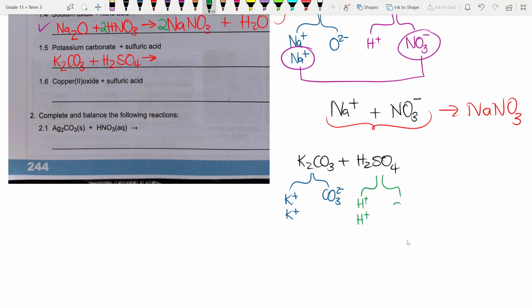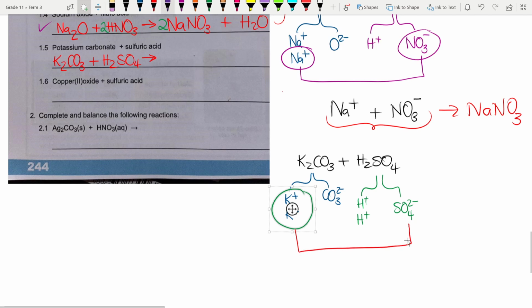Also with SO4 2 minus. So the two Ks are going to be paired with this one. I think I should use a red line for that. And the other things are going to become water and carbon dioxide. So these ones are going to become K2SO4. Positive and negative are going to attract, and we know that there's a swapping of ions. So the salt itself is K2SO4 plus water plus carbon dioxide.